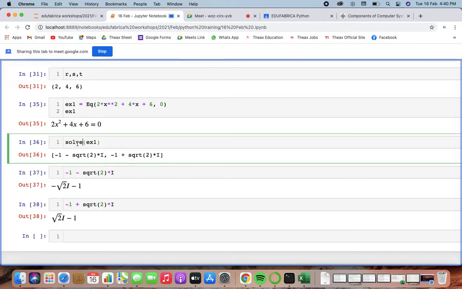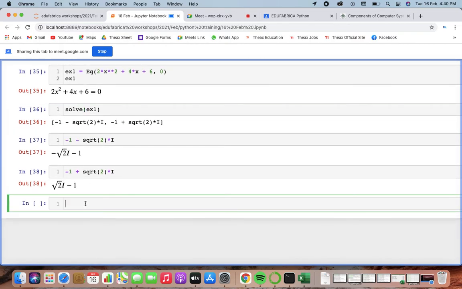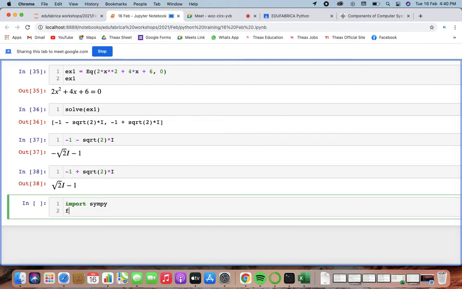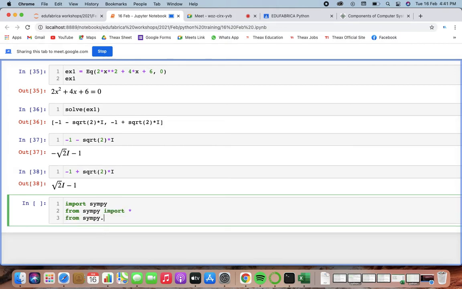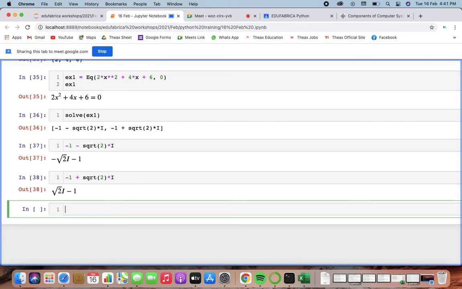This is a function of solve. This is used to solve your mathematical terms, whatever equations you are having, quadratic equations, algebraic expressions, you can use solve. But that comes in the module of SIMP. So whenever you require, you have to write up these three lines that I have written previously: import SIMP, from SIMP import everything. And from simply.abc, which is nothing but importing the expressions, you have to import everything. Just write and run.